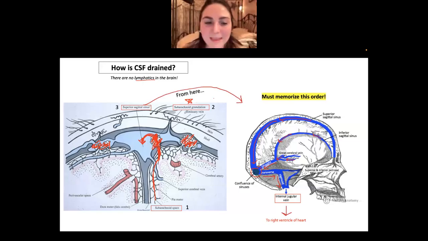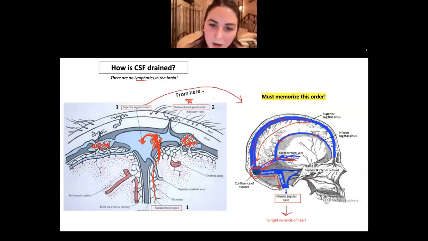But okay, so must memorize this order, yes. So coming out from these subarachnoid granulations into the superior sagittal sinus, now we follow the arrows I drew. So we have the superior sagittal sinus. This is coming from the arachnoid granulations. It's going to meet up with a few other sinus tracts. So this isn't really an order, but we have the superior sagittal sinus meeting up with the inferior sagittal sinus, which drains into the straight sinus. And then we have these little veins over here called the great cerebral veins. All of these are going to line up, and you can follow the arrows to make sense of it in your head.